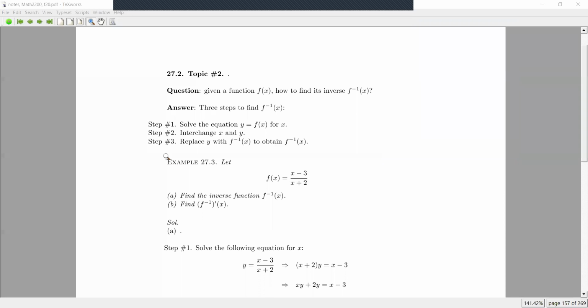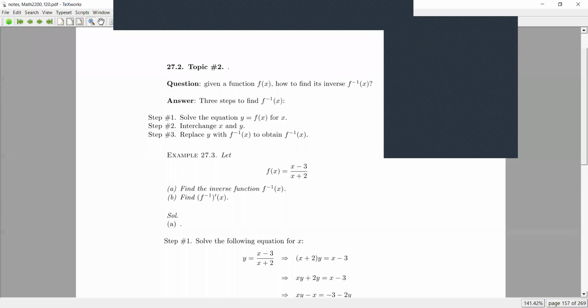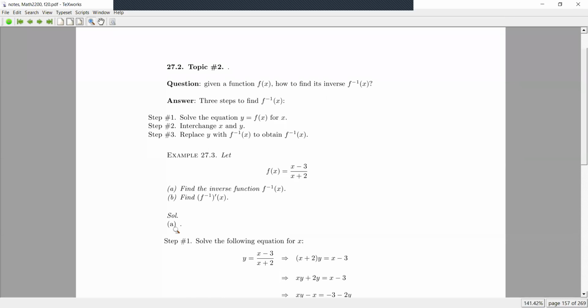Take a look at some examples about the 3 steps to find an inverse function. Example 1. Let function f be this quotient. Part A, find the inverse function. Part B, find the derivative of the inverse function. Solution to part A.